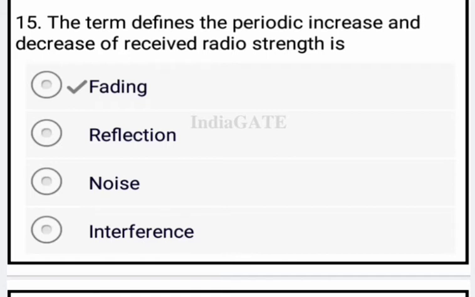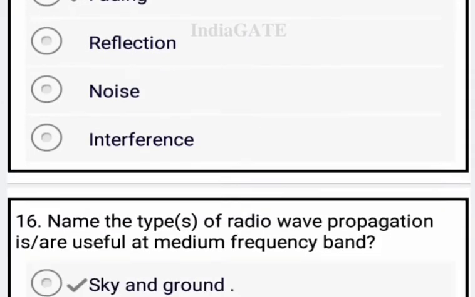The term that defines the periodic increase and decrease of received radio strength is dash. The correct answer for this question is fading. So option A is your correct answer. Next question.